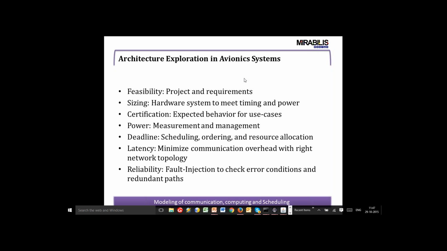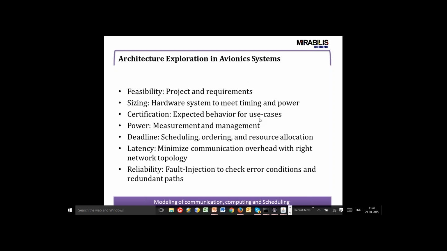Second one is, what is the sizing? How fast should my system be? How much memory do I need? How much bandwidth do I require? How much power do I require to be able to meet my requirements from the first phase there?